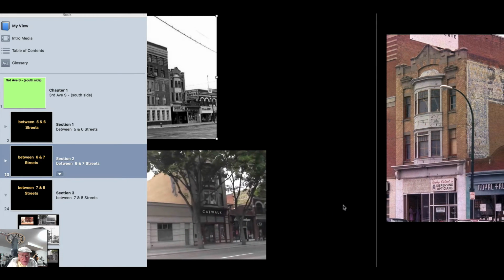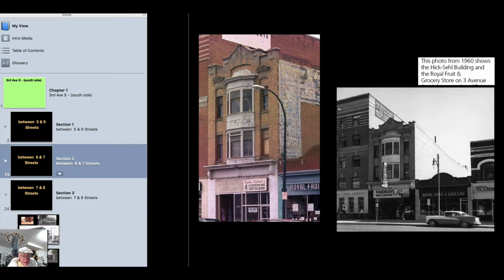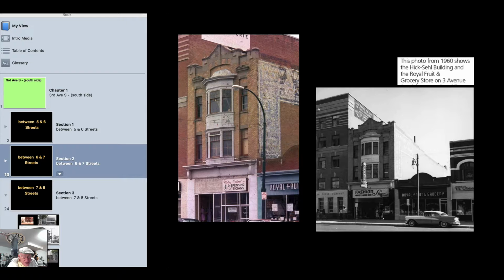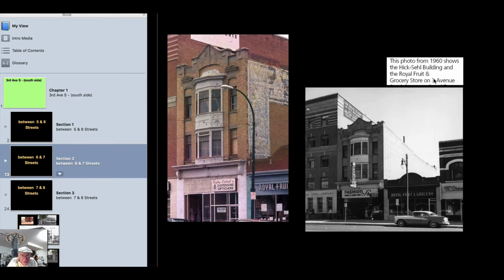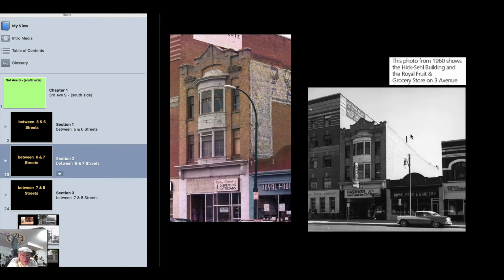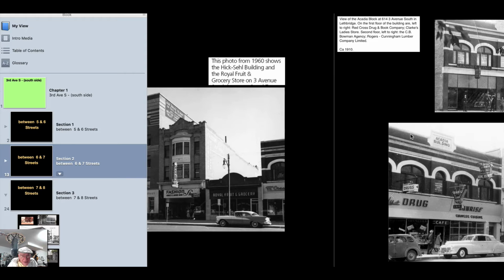Then we go down the block and we see the area that used to be a hardware store, and now it's, I believe, the Catwalk. But it shows the different people that occupied it over the years. Photo from 1960 in this case. Always looking for new photographs of the same area.